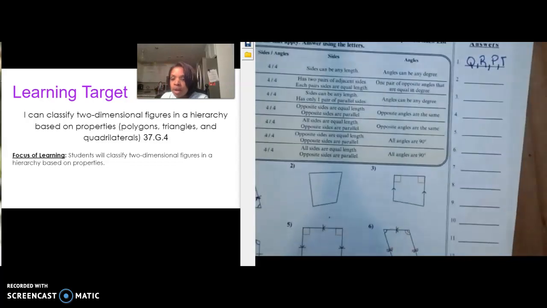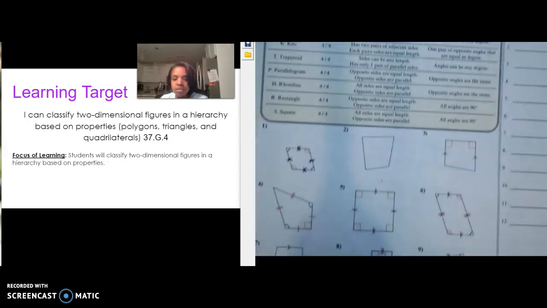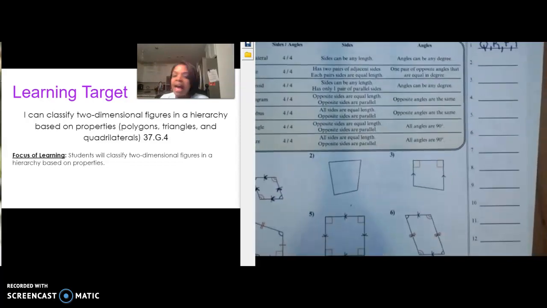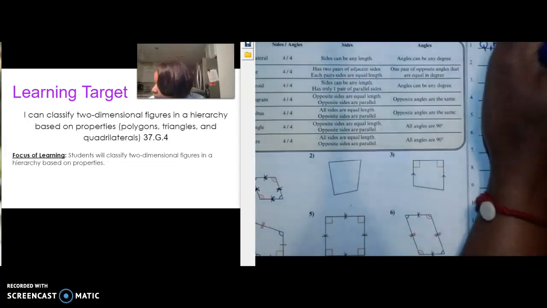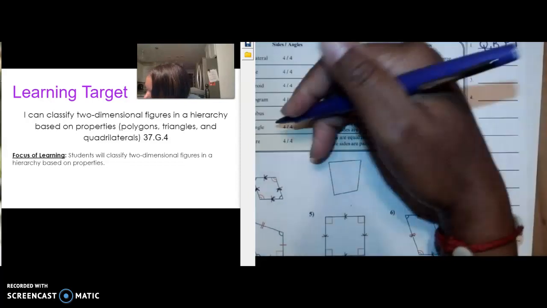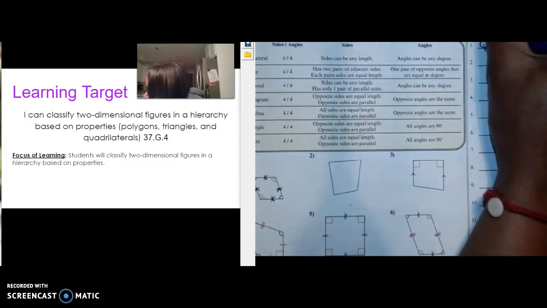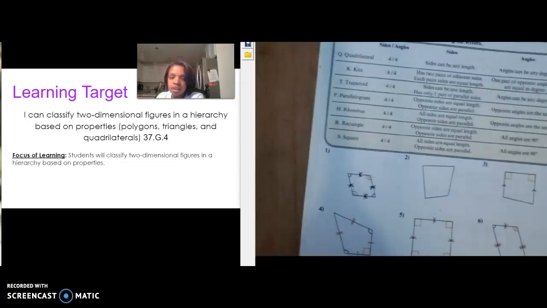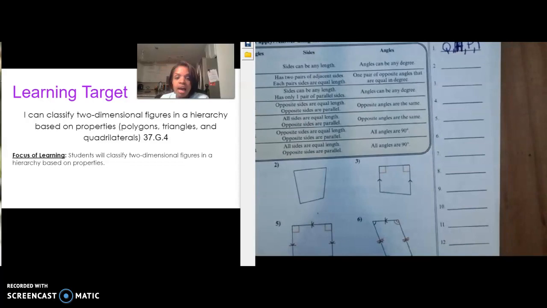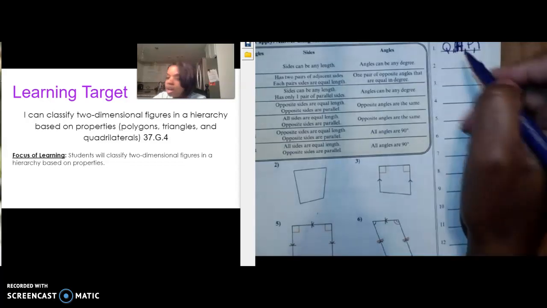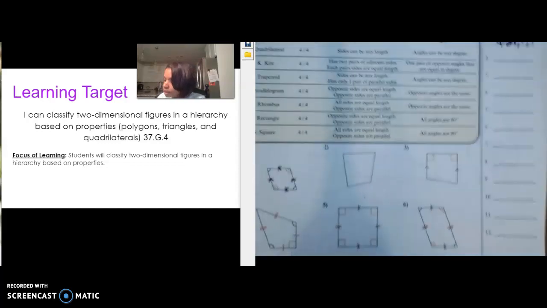So for number 1, I have quadrilateral because it's a 4-sided shape. I have, did I write rectangle? I should not have written rectangle. It should have been, no, rhombus. So it should be H, not R. H, the letter H, because over here it says write H for rhombus. All right, so I have H for rhombus. I have a P for a parallelogram, and I also have a T for trapezoid, okay?